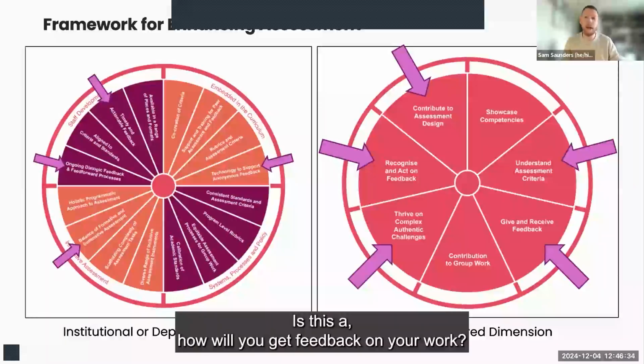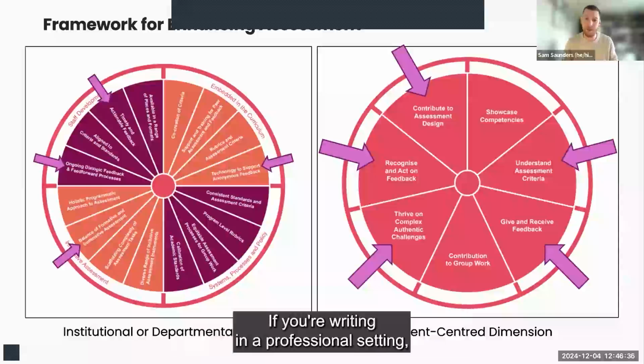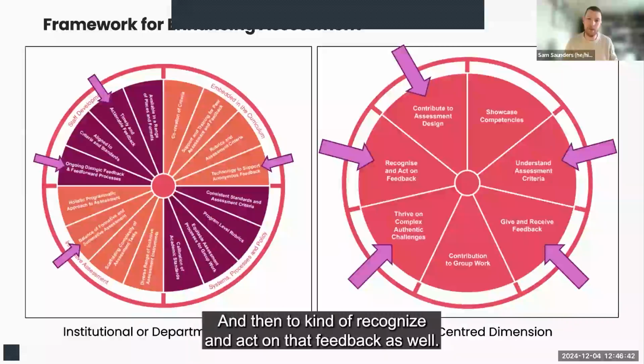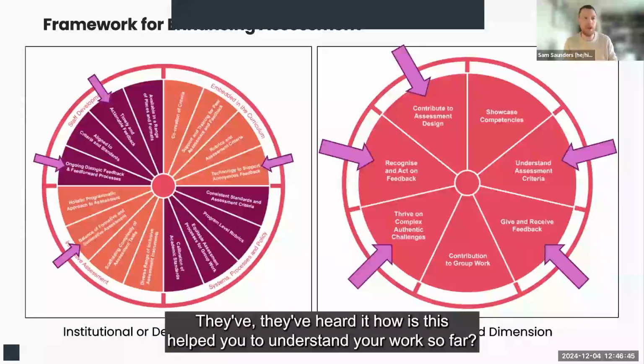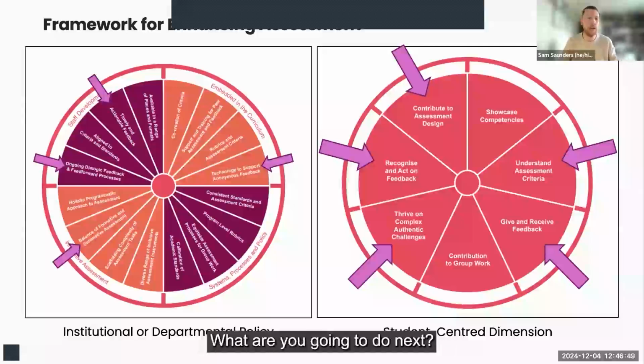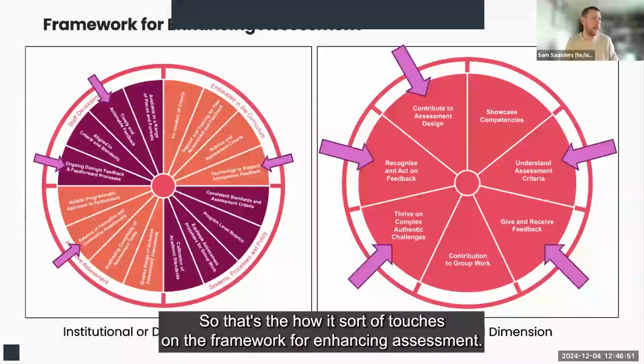How will you get feedback on your work if you're writing in a professional setting? You'll get feedback from someone you don't know or from someone you've never spoken to before, and then to recognize and act on that feedback as well. They've heard it. How has this helped you to understand your work so far? Has it done the thing you wanted it to do? What are you going to do next? So that's how it touches on the framework for enhancing assessment.